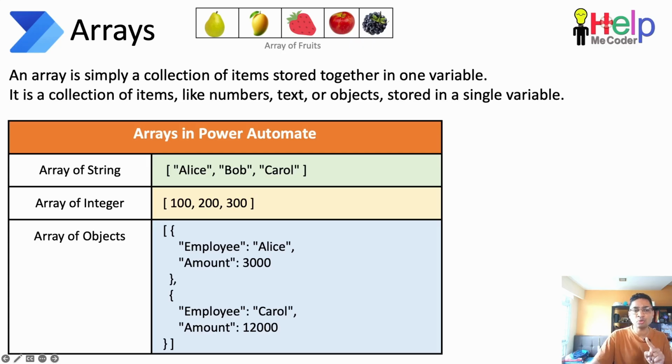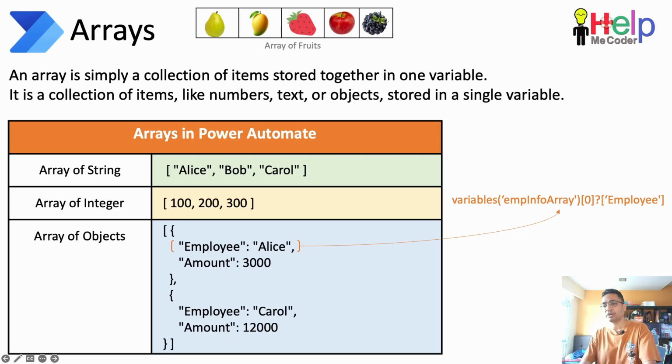You have to first refer to the object. So when you say 0 object, you are referring to this employee detail, which is employee Alice and amount 300. But if you want to refer to employee only, you will have to say bracket employee. So if you refer to this one variable, the name of the array is employee array, and you start with the 0th location, which is the employee Alice, amount 3000. And if you want to get the employee data only, then you will say employee, then you will get Alice, and you'll see in the demo. So that is all about arrays.